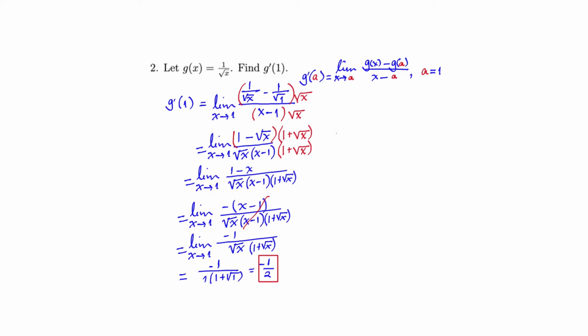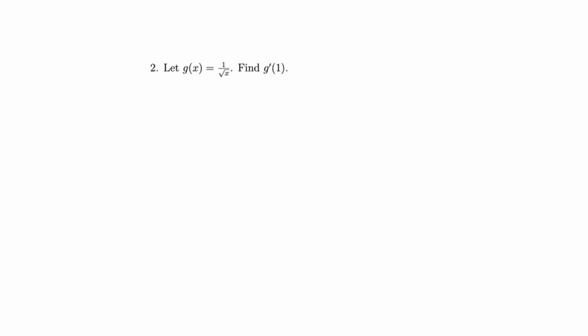So that was a lot of algebra, but it's the kind of algebra that you're going to see a lot in this course. Let's do the same problem using the other definition. Okay, so this time we're going to use g prime of a is equal to the limit as h approaches 0 of g of a plus h minus g of a all over h. And in our problem, a is 1 again.